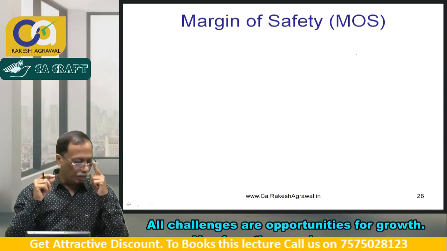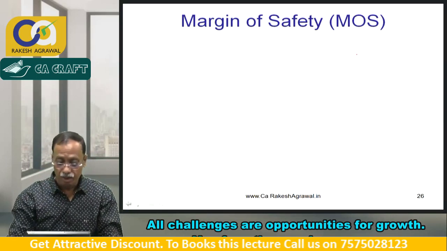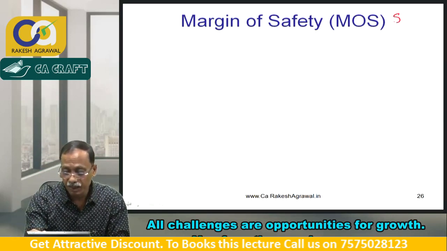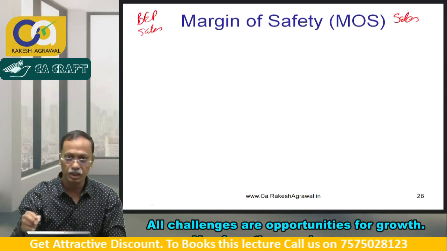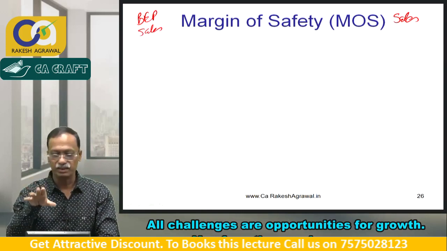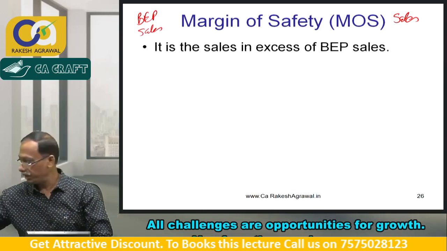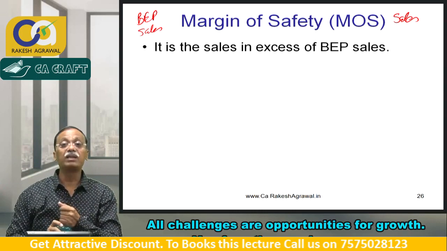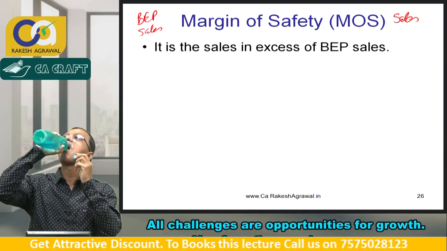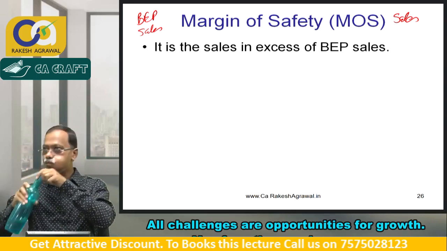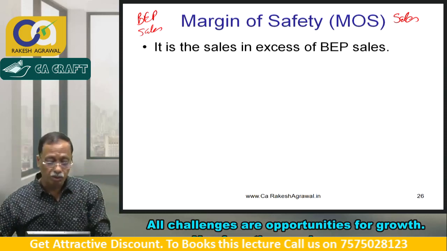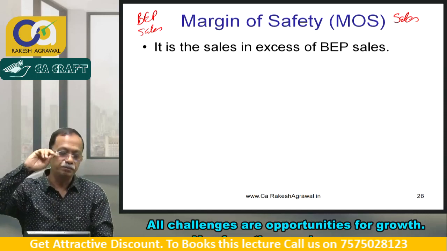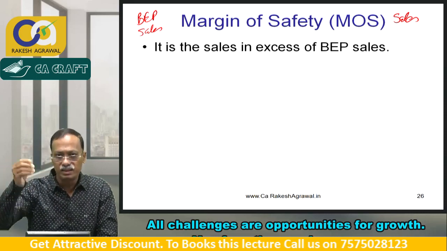Okay, I'll take you to margin of safety now. Please remember, margin of safety is again sales. Like BEP is sales. BEP is always sales. Similarly, margin of safety is also sales. Margin of safety is the sales in excess of BEP sales. Please remember, margin of safety is not profit. Margin of safety is sales, but it is excess sales over BEP.